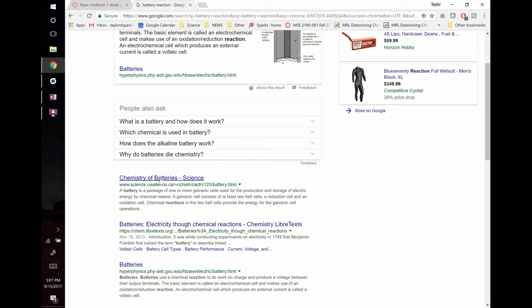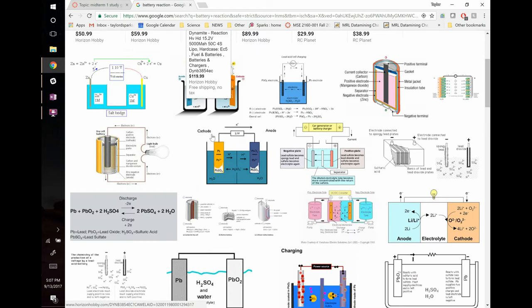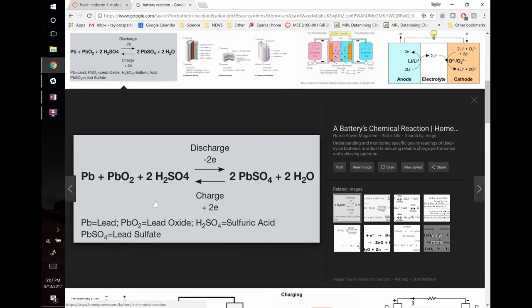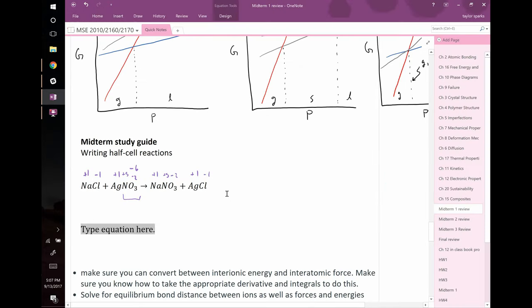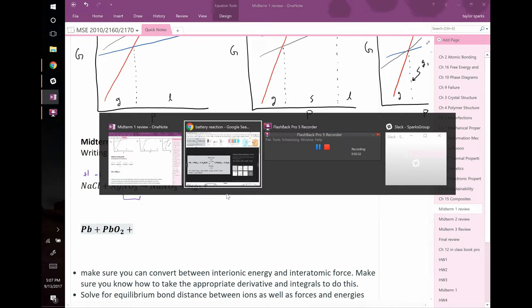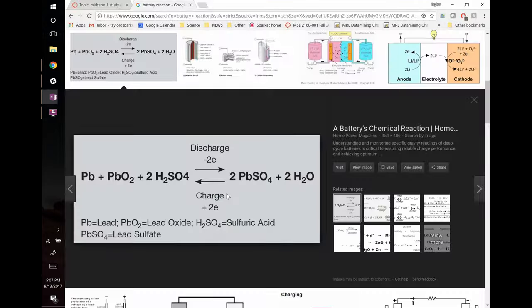Battery reaction. Okay. What will Google Images give us for battery reaction? Anything? How about this one? Lead acid battery. Right? This is a lead acid battery. So let's identify what's going on in a lead acid battery and write half cell reactions for it. So you've got lead plus lead oxide, PbO2, plus 2 moles of H2SO4 yields 2 lead sulfate plus 2H2O.